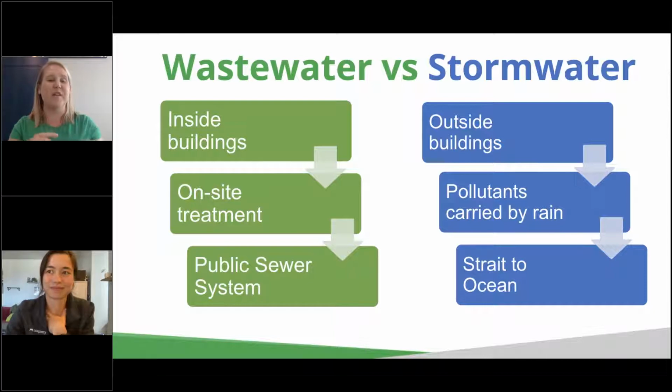Anything that goes through an on-site treatment system may go then to the public sewer system. We can also have treatment for stormwater, but if it's coming from inside, coming from somewhere undercover, there's a good chance it's going to the public sewer system. Anything outside your buildings where the rain is going to land on it, that rain picks up pollutants, and again, it goes straight out ultimately to the ocean here in California.